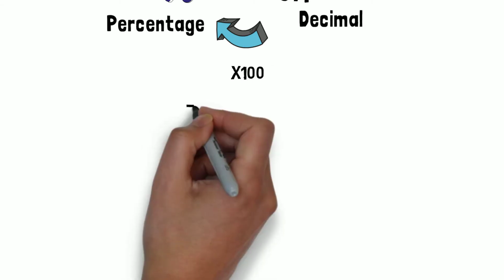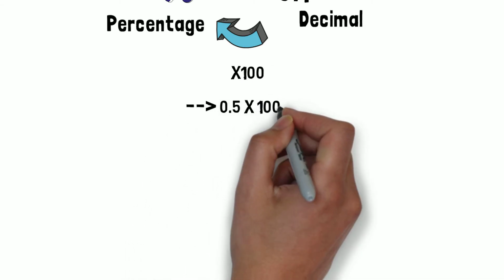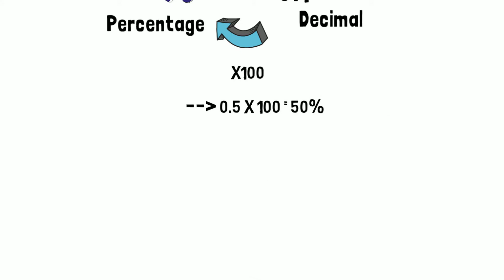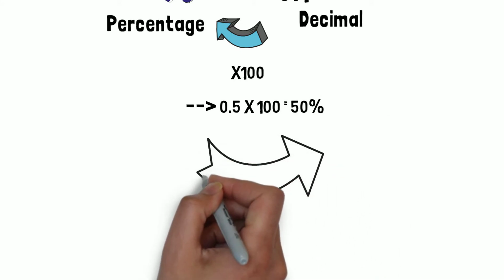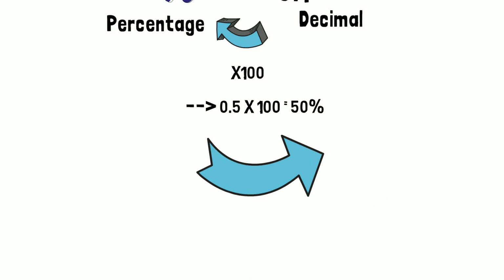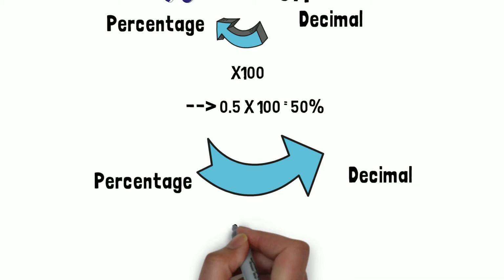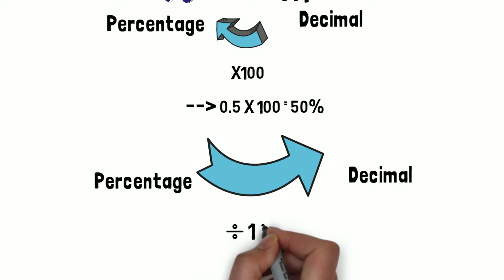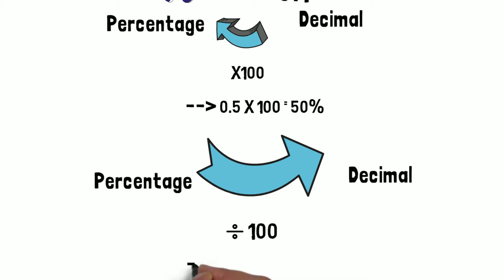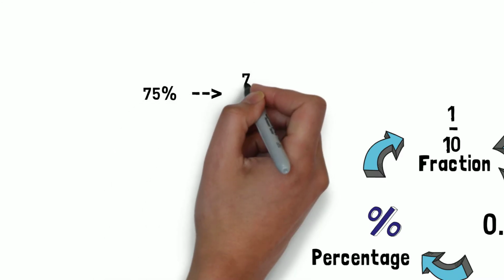Decimal to percentage: we just need to multiply our decimal times 100. 0.5 times 100 gives us 50%, which gets us from decimal to percentage. Now, the other way around, going from percentage to decimal. Rather than multiplying by 100, we divide by 100, because division is the reverse operation of multiplication. In this example, 50% divided by 100 gives us 0.5. Number one, done. Excellent.